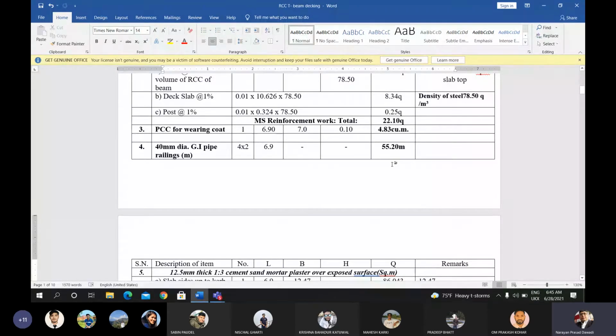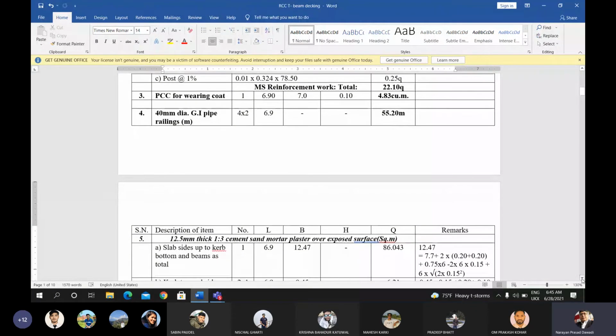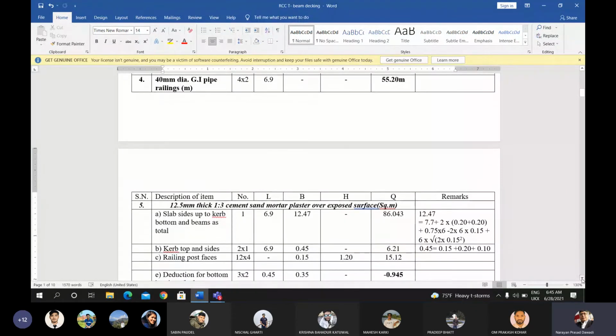The total length of the pipe will be 8 into 6.9. You will get the value of 55.20 meter. Okay, this is the pipe. Pipe is specified in diameter and measured in length, in running meter, so it is measured as meter, running meter.